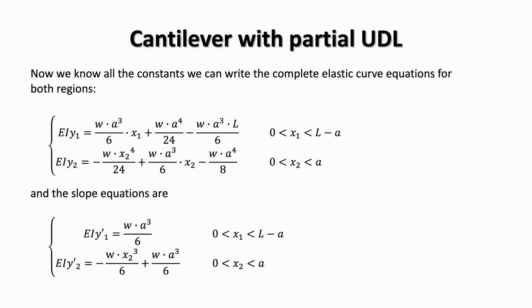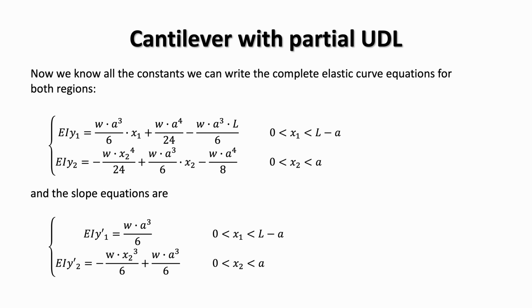We can note that all the units are similar. So in all of these terms, we have w, the distributed load, times a unit of length to the power of 4. In region 2, the expression for EI times y2, deflection in region 2, is minus wx2 to the power of 4 over 24 plus wa cubed over 6 times x2 minus wa to the power of 4 over 8. And in this case, x2 runs between 0 and a.